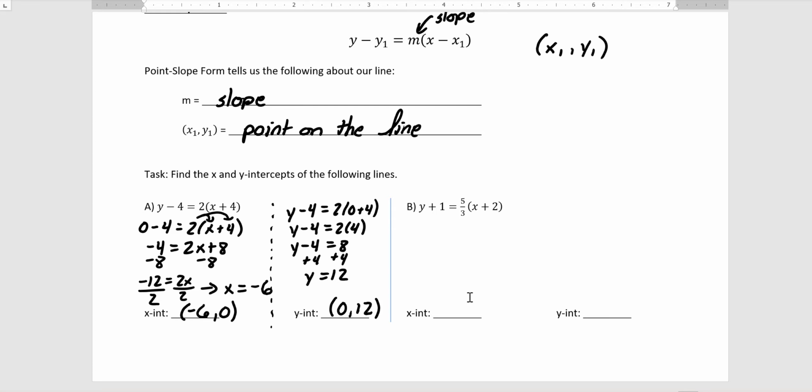Why don't you try letter B on your own? Go ahead and give it a shot. Go ahead and pause this video, and then try letter B. Try to find the x and y-intercepts from an equation in point-slope form.